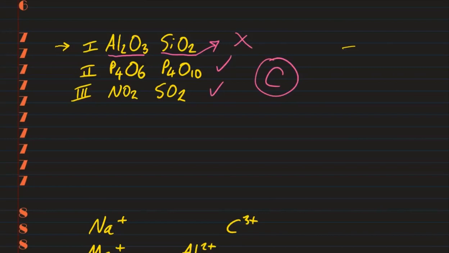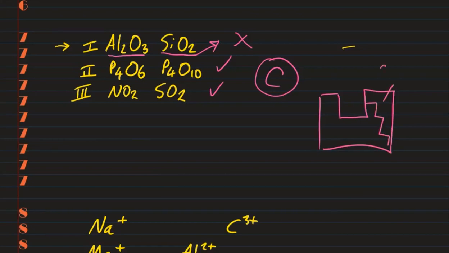And just to remember, acidic oxides are the non-metal oxides. So the non-metal oxides are acidic. I remember because there's sulfurs here, and sulfur dioxide, sulfur trioxide are the acids in acid rain.